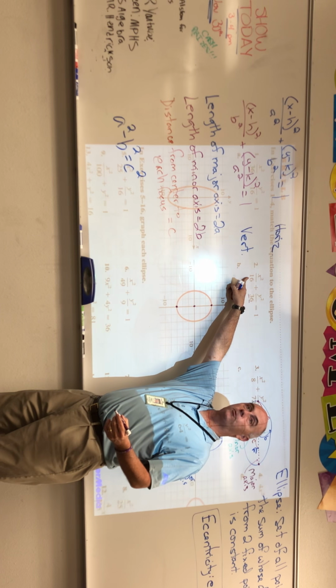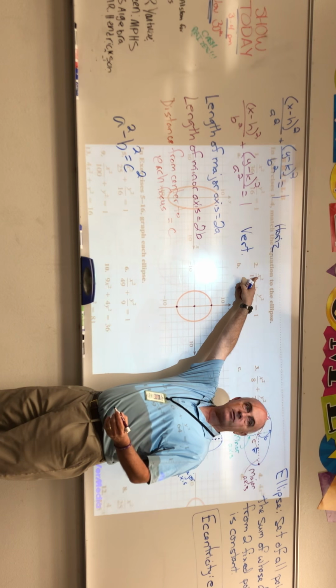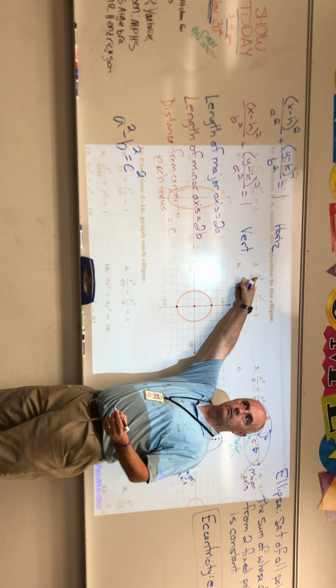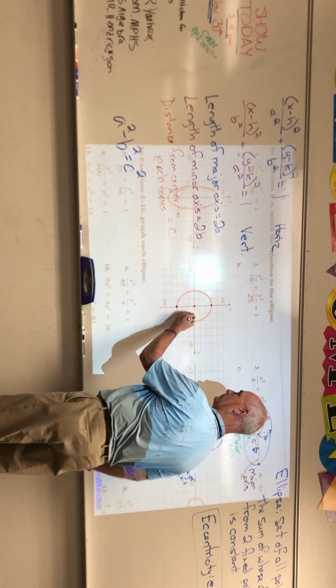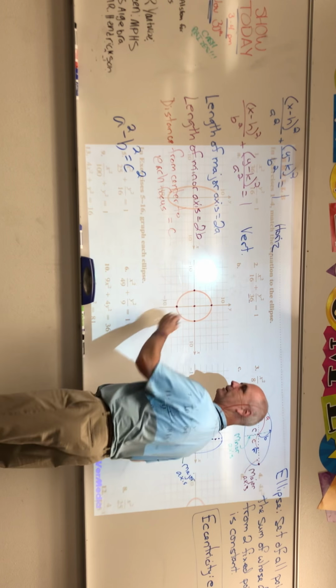4. So we're going to go 4 units in the x direction. The x direction is horizontal. So 4 units right, 2, 4. I think we know which one it is.